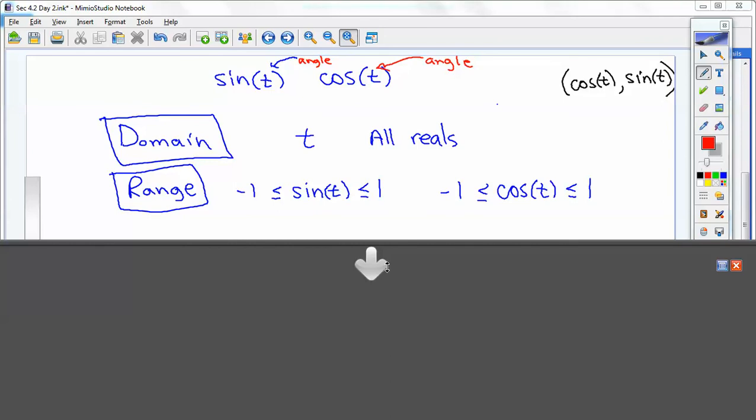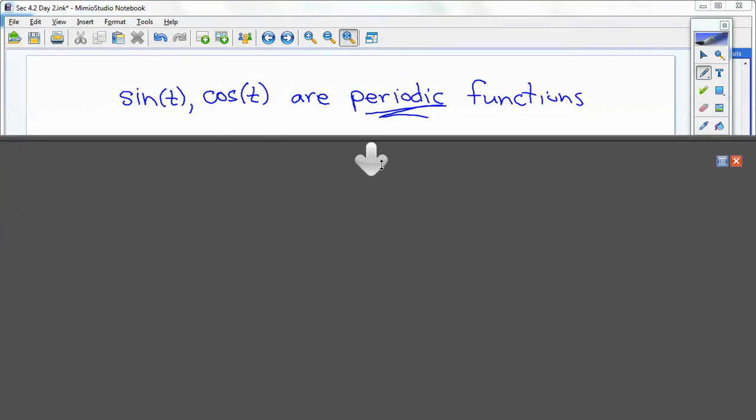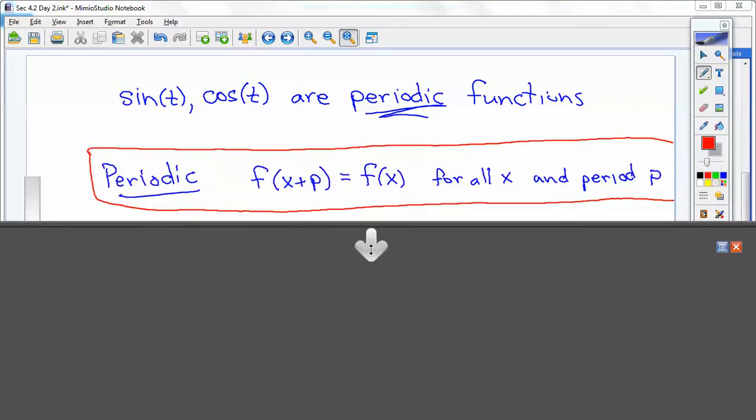All right, let's keep going with our discussion of sine and cosine as a function. Okay, so sine and cosine are periodic functions. Have you ever heard this term with functions? Okay. Periodic functions. A periodic function is a function that repeats. Now, it's more specific than that. Okay? A periodic function is any function where f of x plus p is equal to f of x for all x and some period p.